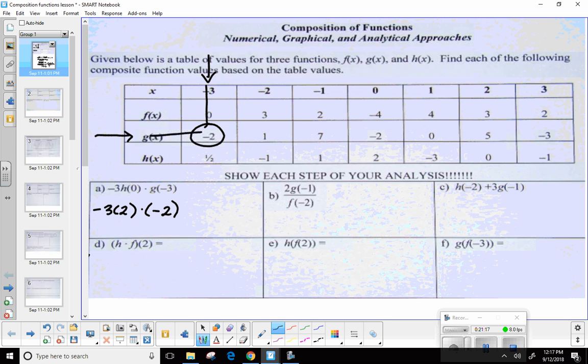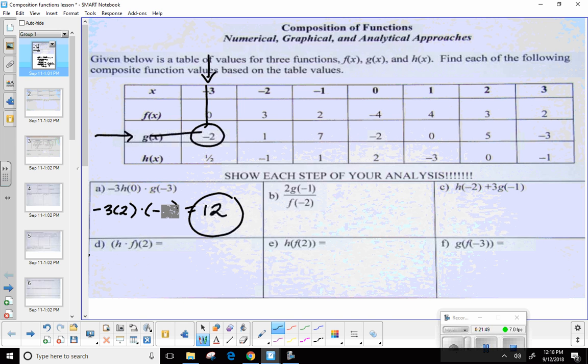That's how you use the table to find your value. Look at the appropriate row and the x value they're giving. Okay? So let's see. -3 times 2 times -2. 12. That would be 12. Okay. That's it. That's all there is to it. Okay. Let's try B. 2g of -1 divided by f of -2.